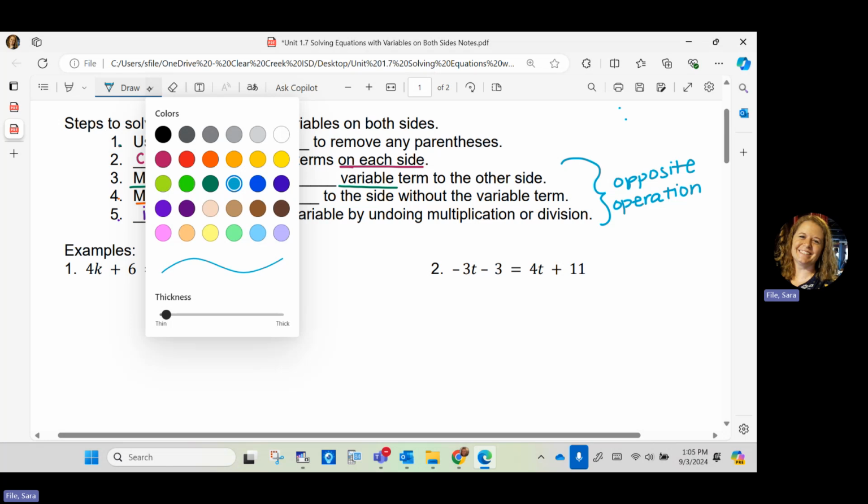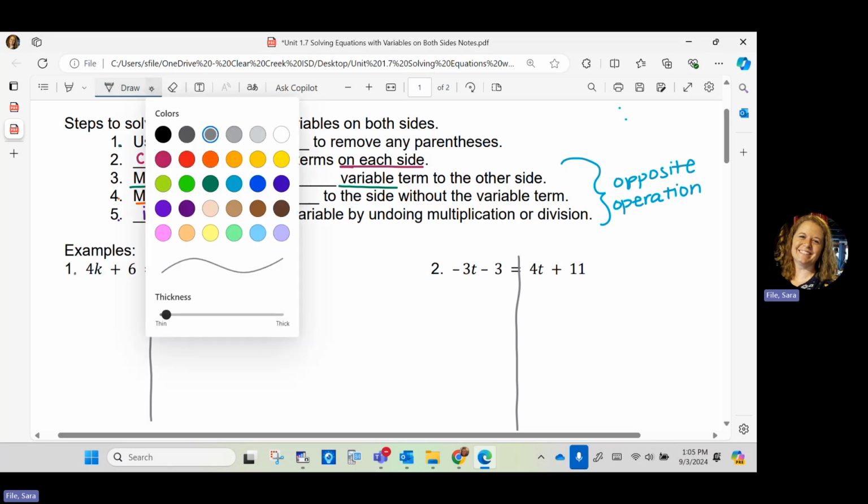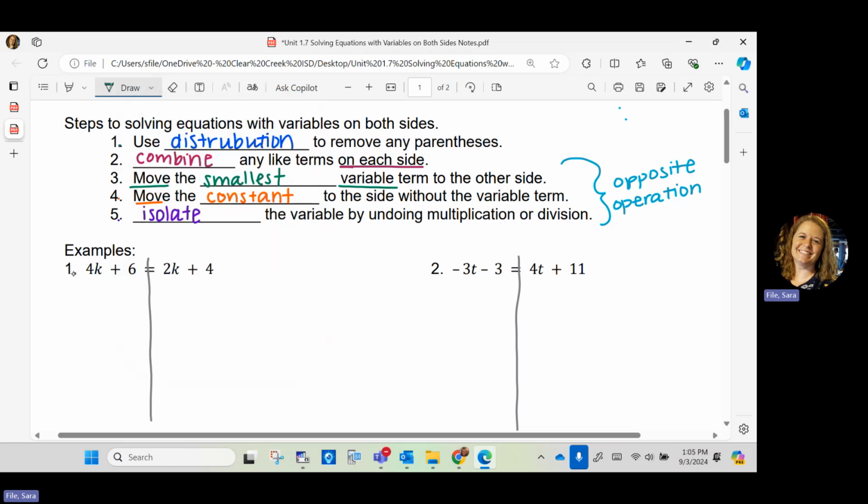Okay, so we're going to start somewhat basic in these first couple. So I'm going to split the left and the right. When I look, there are no parentheses, so I don't need to distribute. There's nothing to combine on the left. We've got a variable term and a constant. Those don't go together. Same thing on the right, nothing to combine. So in this one, I'm jumping in at step 3. I'm going to move the smallest variable term. So I've got 4K and I've got 2K. Which one is smaller? That's the one I want to move.